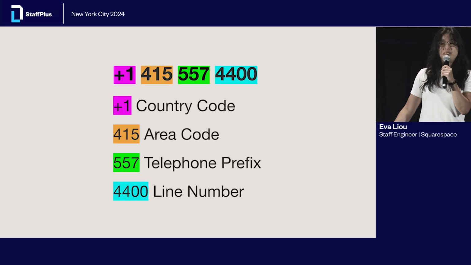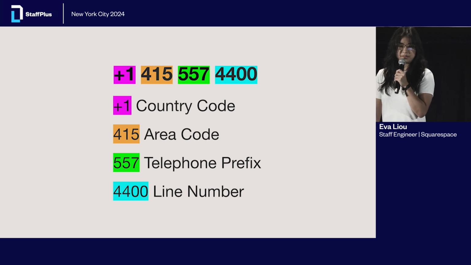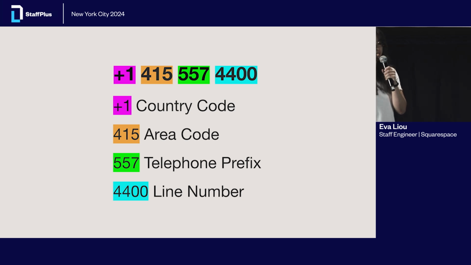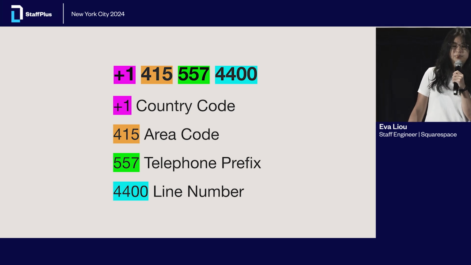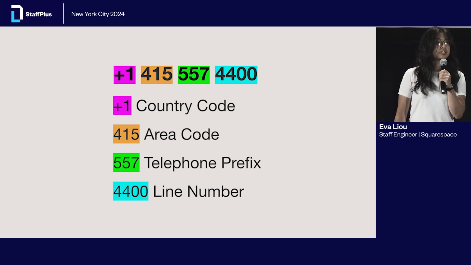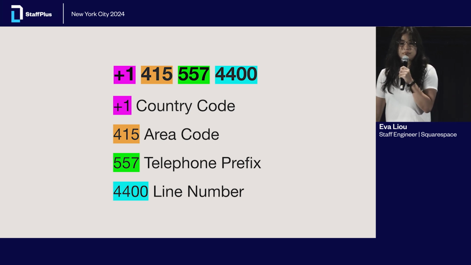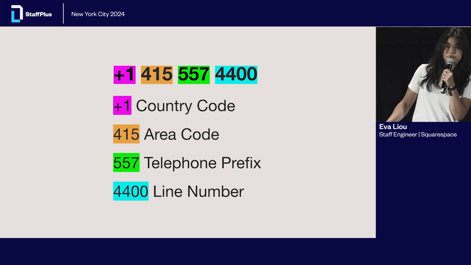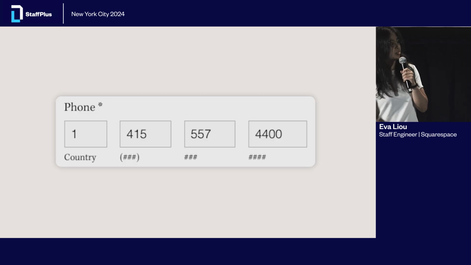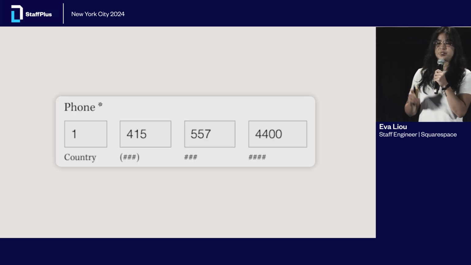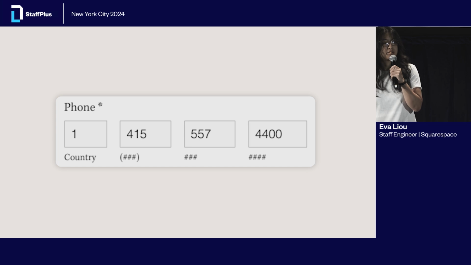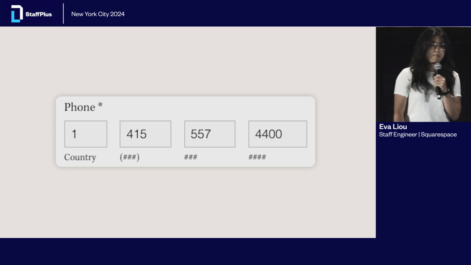If you're from the US like me, maybe you don't think about the different parts to a phone number. There's a country code, an area code, the first 3 digits are called a telephone prefix, and the last 4 digits are called a line number. In our old form block, we made the assumption that all numbers were US numbers. Country code, 3 digits, 4 digits. It's a well-meaning but incorrect US-centric bias.